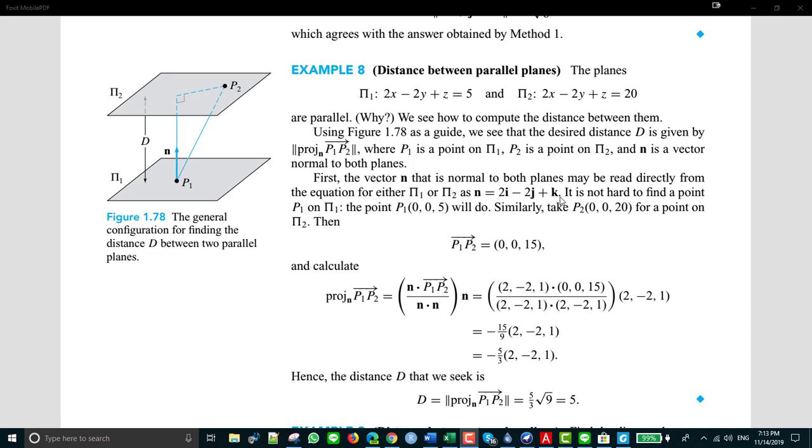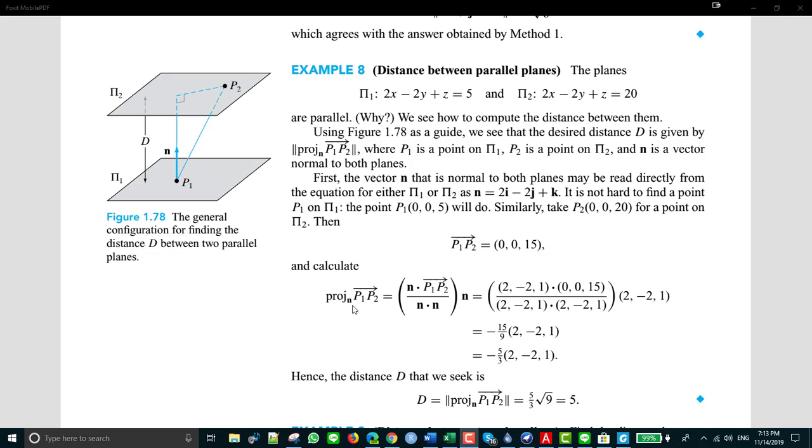It's not hard to find a point P1 on a plane, on this plane, because we have this plane's equation. So we can just take x and y equal to 0 and solve for z. So we get something like this, and we can do the same thing to get something like this for P2 in this plane. And so we can then write P1P2 as this. Remember, we take P2 minus P1, so we get 20 minus 5, so we get 15 here and 0 elsewhere.